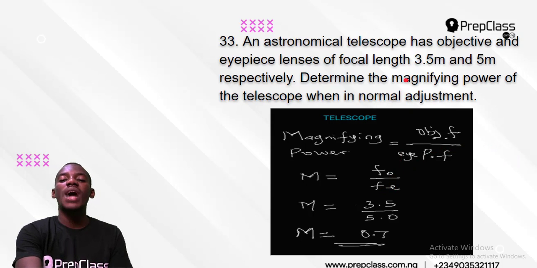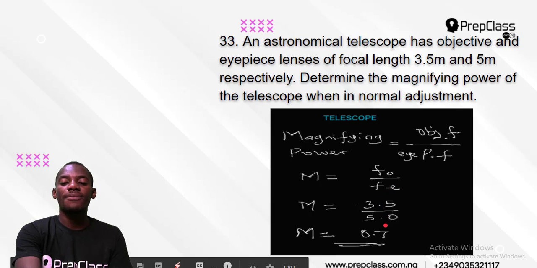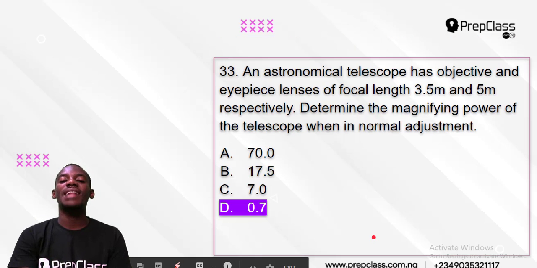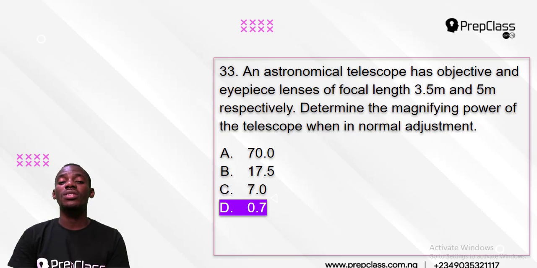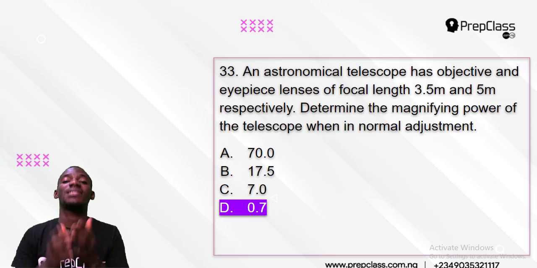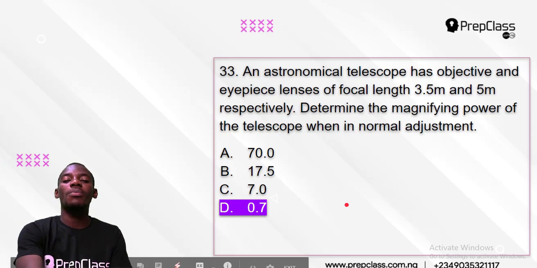Now my objective focal length is therefore what? My objective focal length is 3.5, and my eyepiece focal length is 5.0 or 5. If you divide that, you'll get 0.7 as your answer, and that means your magnification power is 0.7, and that is the answer to the question. Now don't forget, any astronomical telescope has 2 focal lengths: 1, the objective, 2, the eyepiece. You just have to put the objective over the eyepiece, and you are through. And that is how to find the magnifying power of that telescope. Now let's check out number 34.